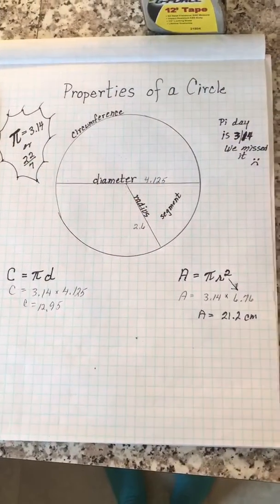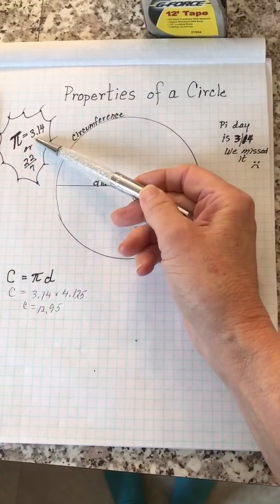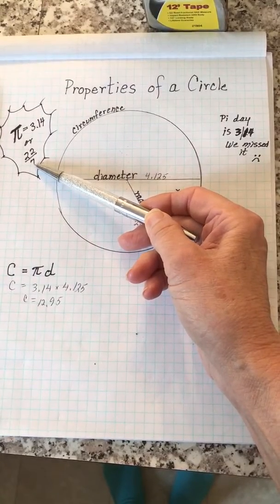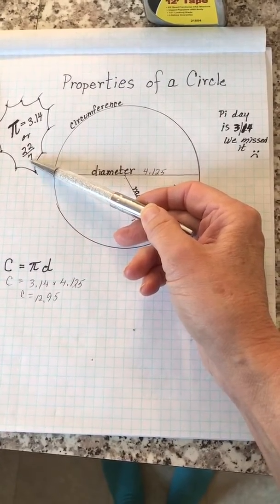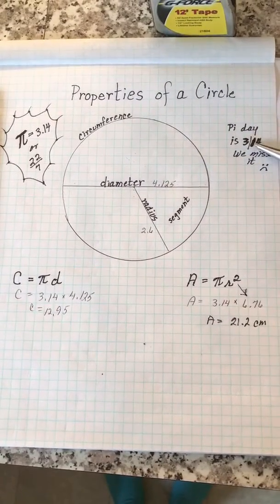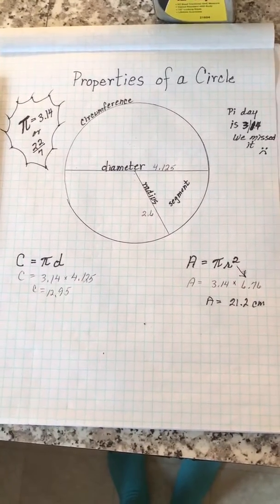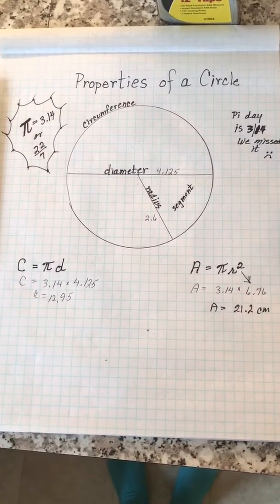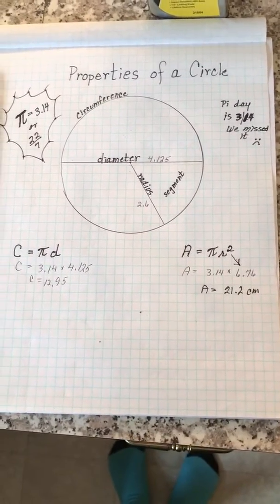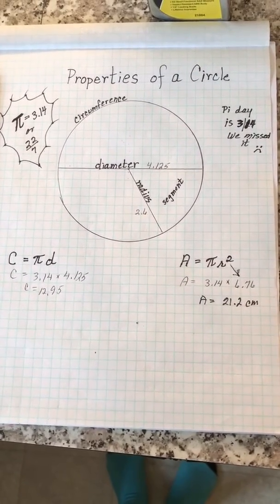Pi is equal to 3.14, or 22/7 if you're doing a fraction problem. And every year, Pi Day, which is 3/14 or March 14th, is celebrated by crazy people and mathematicians throughout the world. We missed it this year because of the coronavirus. Maybe we'll do a pi activity another day. Anyway, we're going to get right into working on the problem.